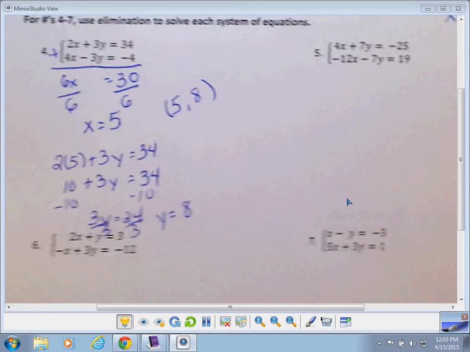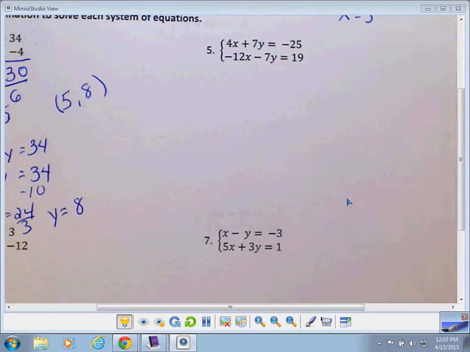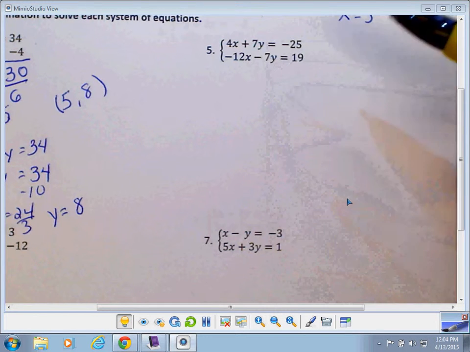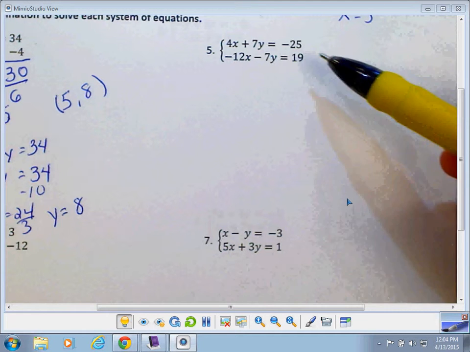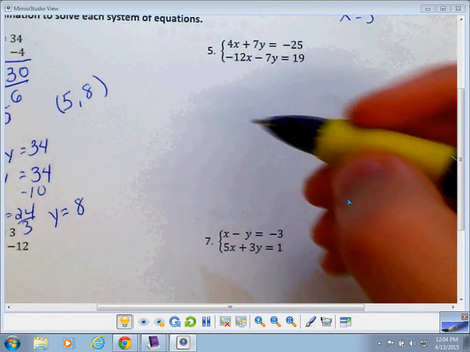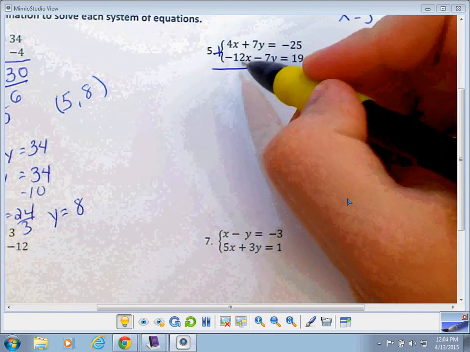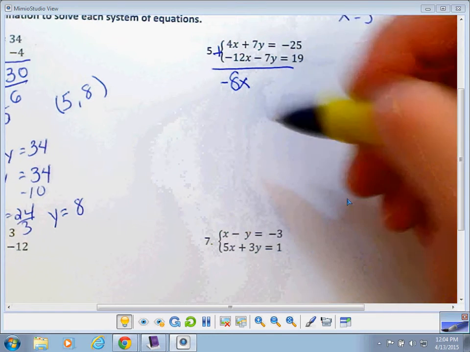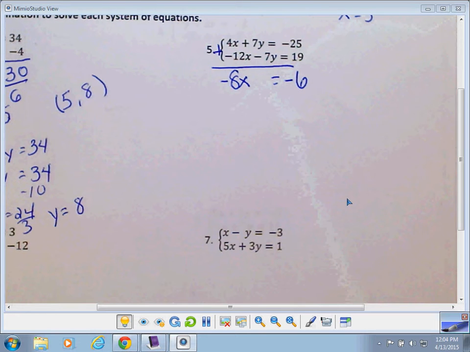Okay, let's look at number 5. First we want to check and see if we have anything that eliminates right away. Once again, we're able to get rid of our y, so we have a positive 7 and a negative 7. So once again, all we have to do is just add straight down. So we have a 4 plus a negative 12, which gives us a negative 8x. The y's end up going out, and then we have a negative 6.